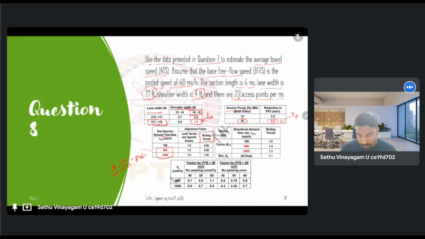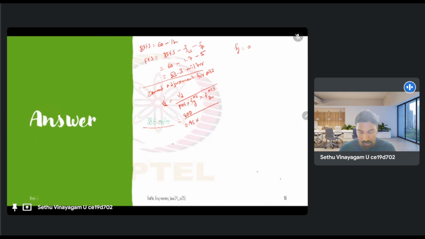So 842. This table is not different, so we have the same thing. Between 800 and 900, it varies from 0.99 to 1. We already calculated this, so this is not different. It will again be 0.99 for 842, because the table didn't change.